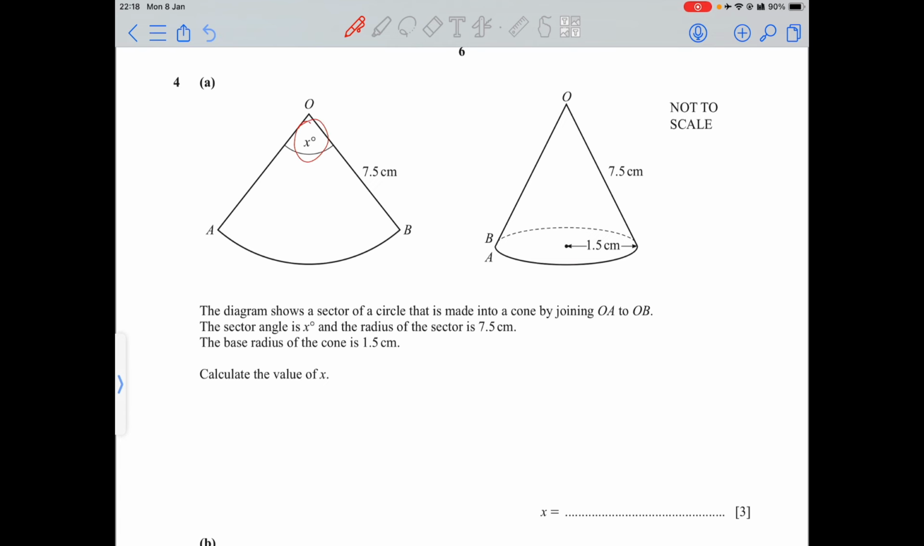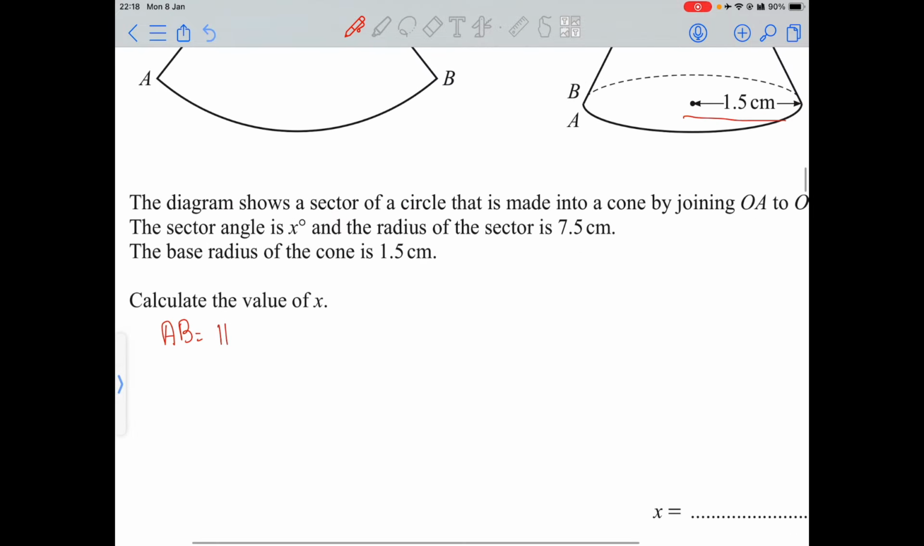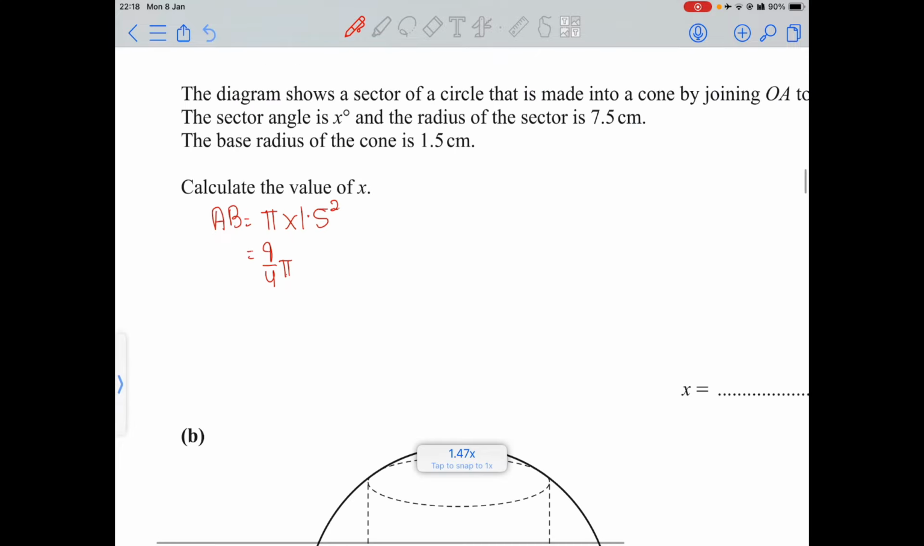It's a straightforward question. First of all, you find what AB is. Since 1.5 is given, we know that AB is the whole circle, so AB is equal to pi into 1.5 squared, using pi r squared. That basically gives me a value of 9 over 4 pi. This is a pretty long decimal value, so you could leave it like this, or you could write the decimal value.